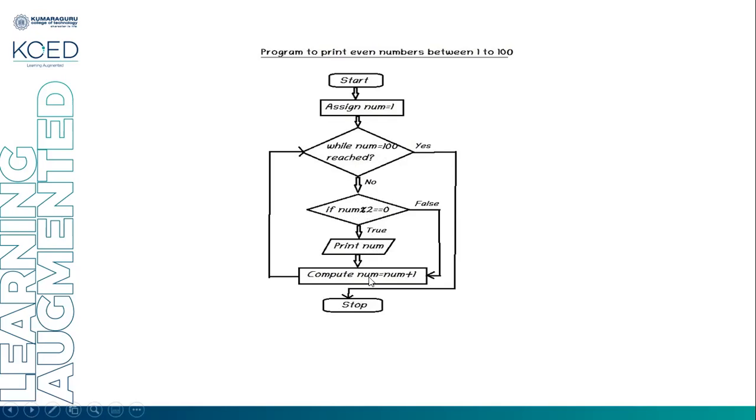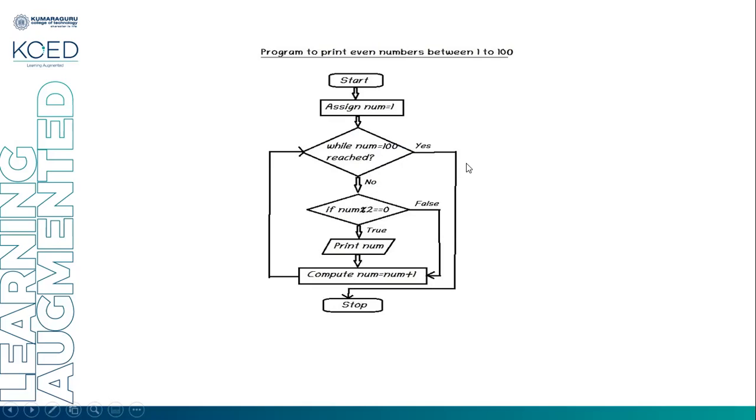Next, the value is increased by one, so num equal to 3, and we check whether num equal to 100 is reached: no. Then we check 3 modulo 2. The remainder is 1, so it is false. Then the number becomes 4. We check whether 100 is reached: no. For num value 4, we check 4 modulo 2 equal to 0. Yes, then 4 will get printed. Right from 2, 4, 6, 8, 10, all the values up to 100 will get displayed. All the even numbers between 1 to 100 will get printed. Finally, the flow will come out and it will stop the process.